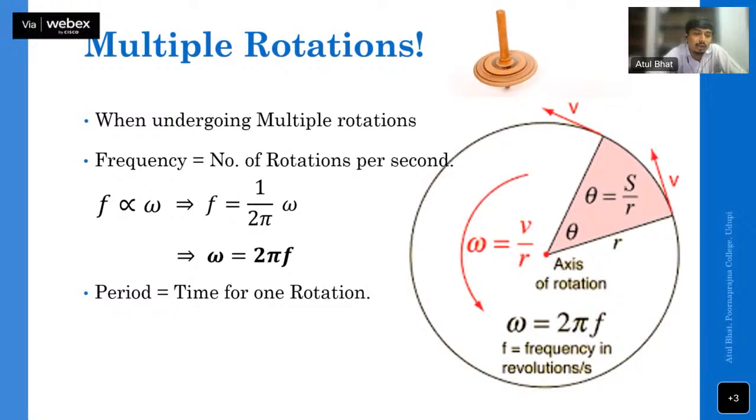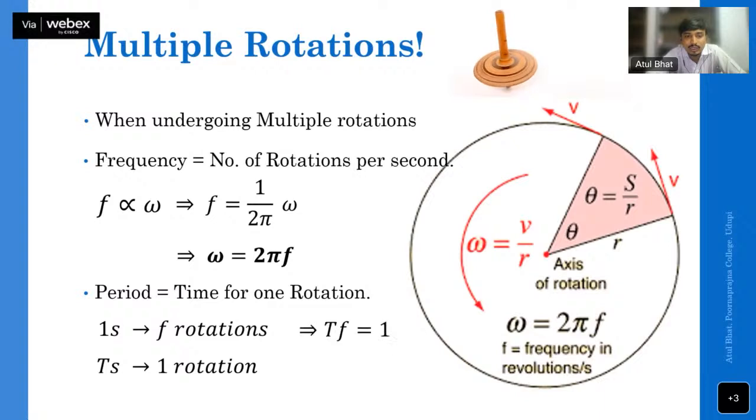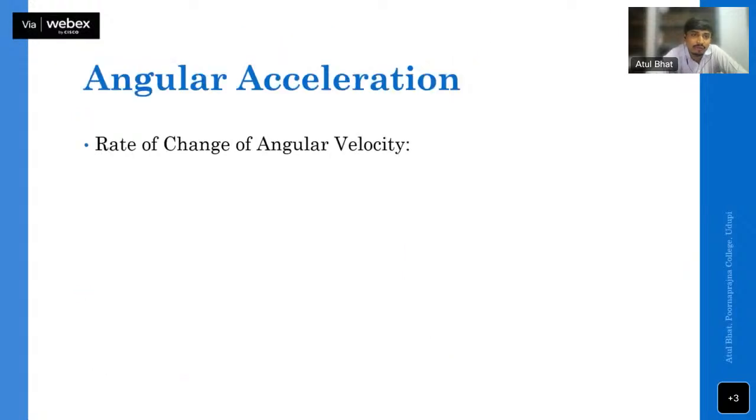And along with frequency, I will also consider a property called period of rotation. A period of rotation is the time taken for the object to complete one rotation. Frequency is how many rotations in 1 second. Time period is how many seconds one rotation takes. So if an object takes 1 second to complete f rotations, that is the frequency, and the object takes T seconds to complete one rotation, then you cross multiply and you get T into f is equal to 1, or T is equal to 1 by f. So if you know the frequency of rotation of an object, you can calculate its time period as T is equal to 1 by f.